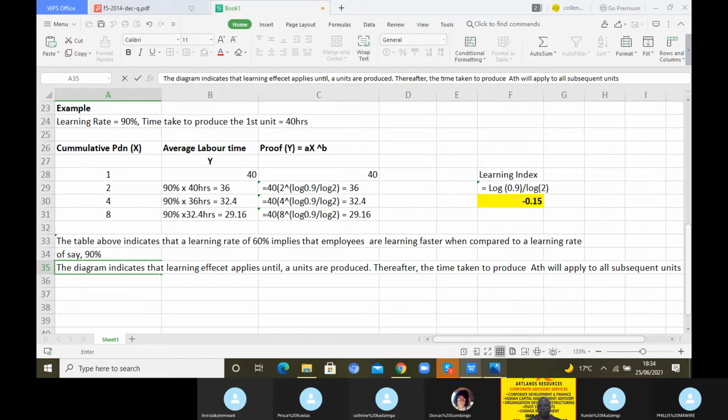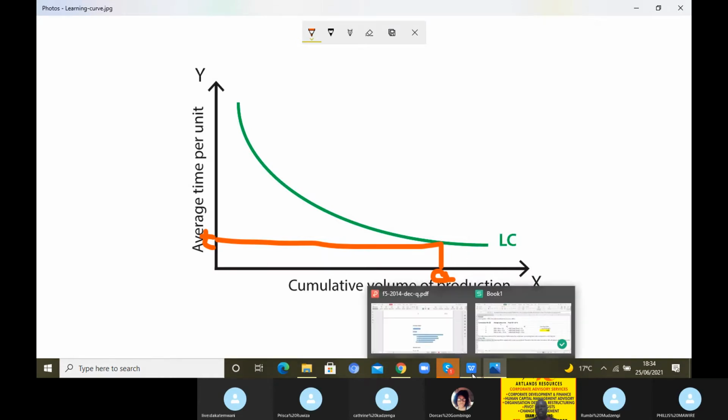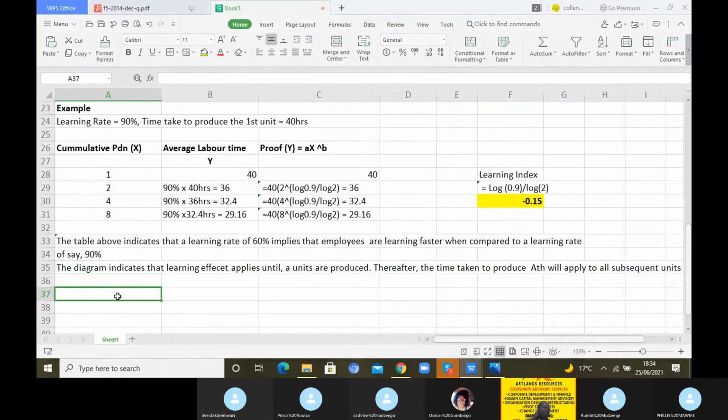I have just showed you from the diagram here that learning applies until you produce A, B. All units after A will take the time that you produced the eighth unit. Now, pay attention to this, because I'm going to take your mind to something that I know you already know, but perhaps you might have forgotten.